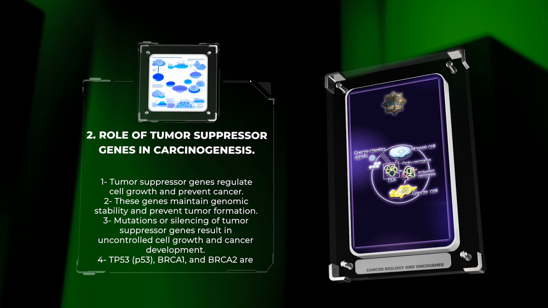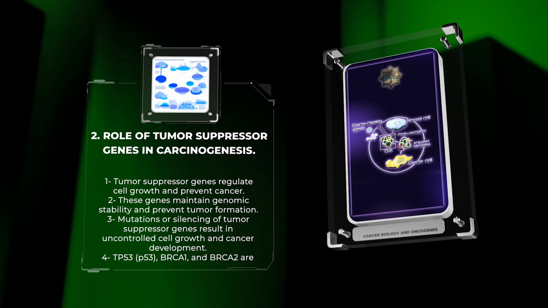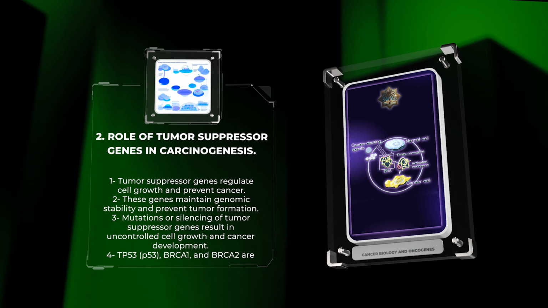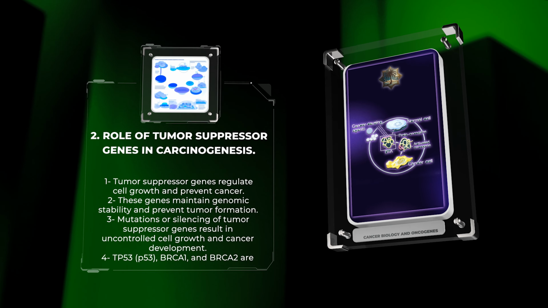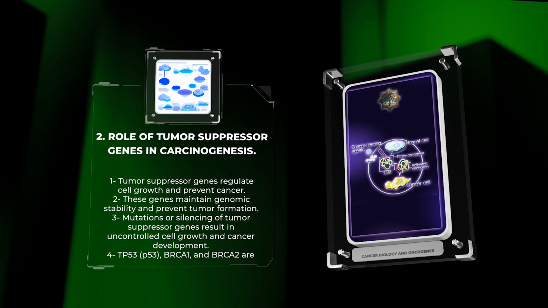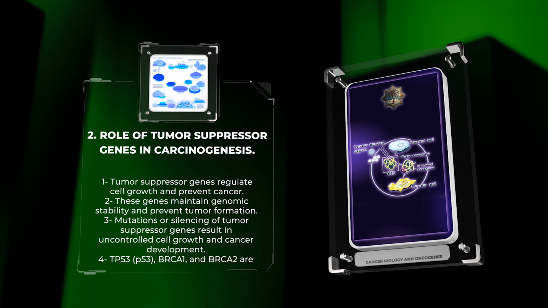Common tumor suppressor genes, like TP53, P53, BRCA1, and BRCA2, have been linked to increased risk of breast and ovarian cancer. Studying their role in carcinogenesis is crucial for developing targeted treatments and prevention methods.